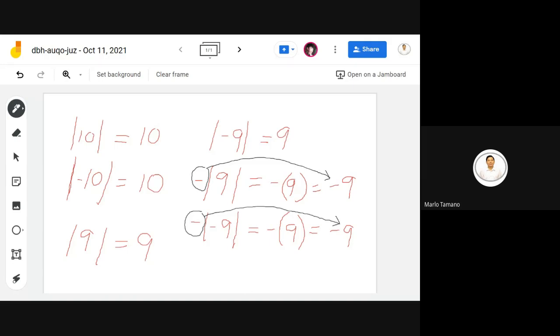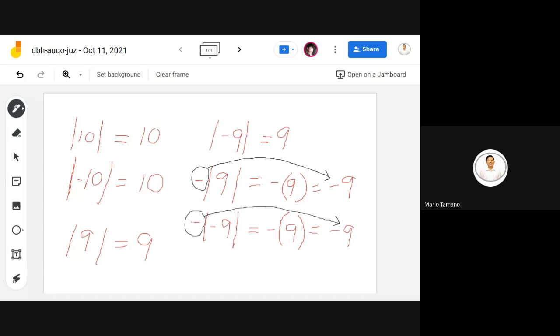Okay? So, check natin. The absolute value of positive 10, there is no positive, no? Pero understood po na positive yan. So, positive 10. The absolute value of 10 is 10. The absolute value of negative 10 is 10. The absolute value of 9 is 9. The absolute value of negative 9 is 9. The negative absolute value of negative 9 is equal to negative times 9 is equal to negative 9. Question?